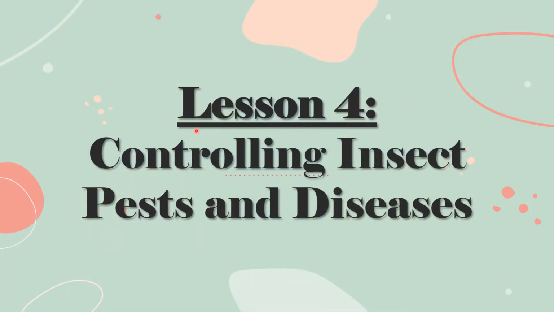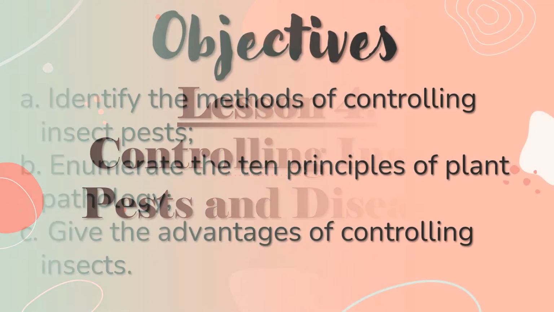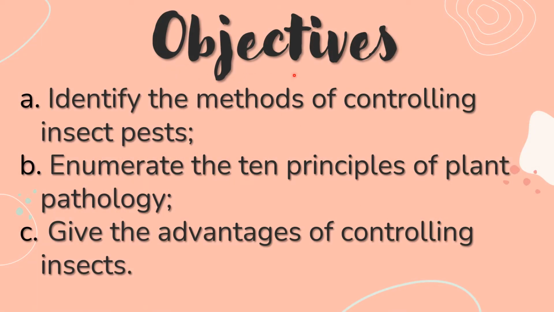Okay, so we are now in lesson 4 and our topic is controlling insect pests and diseases. These are the following objectives. Letter A, identify the methods of controlling insect pests. Letter B, enumerate the 10 principles of plant pathology. And letter C, give the advantages of controlling insects.